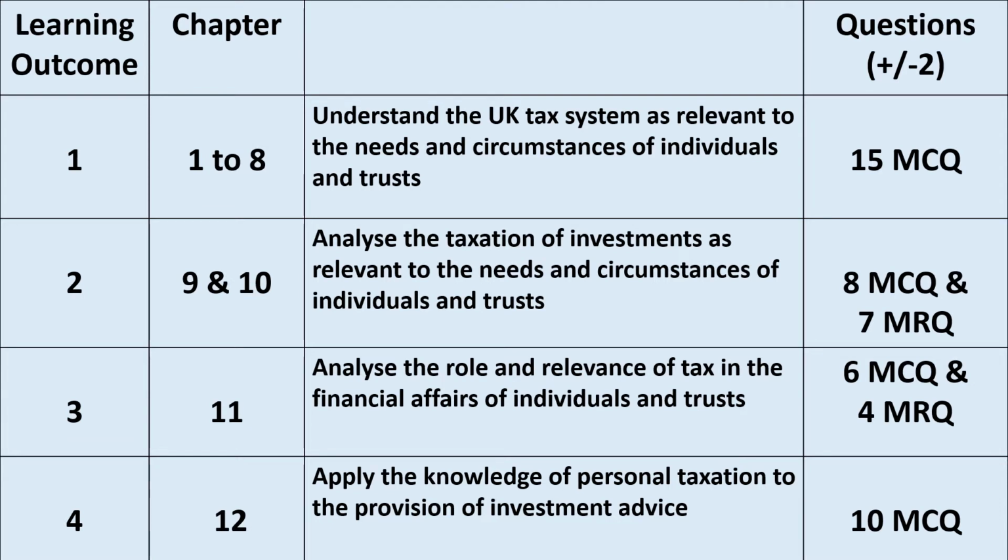Learning outcome 3 is chapter 11 of the CII study text and is another big chapter with 10 questions. And the last learning outcome is covered in chapter 12 and is also 10 questions. Now this is a great chapter as it's a consolidation of all the other chapters. The multiple response questions will be tested on chapters 9 and 10 and 11 of the CII study text, and these will be the last 11 questions of your exam.